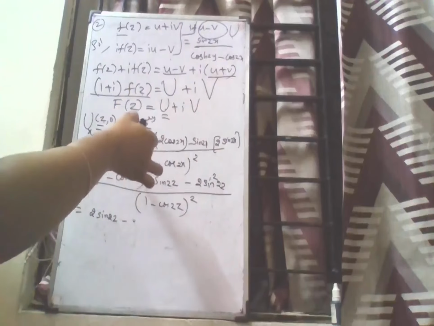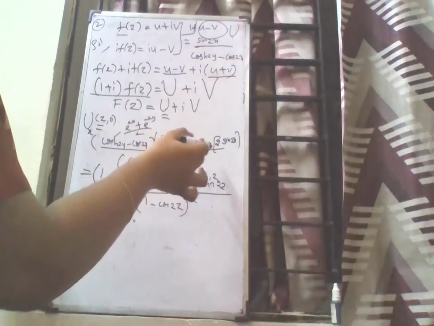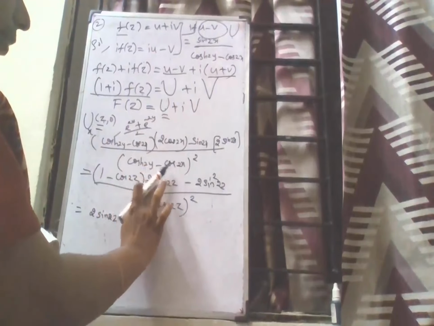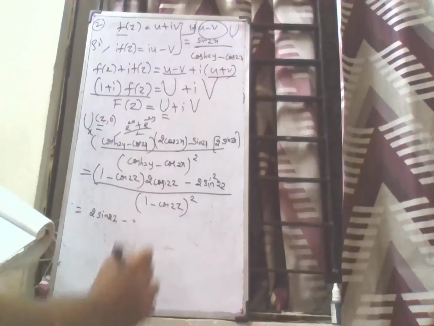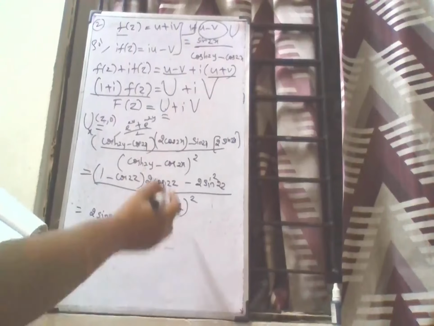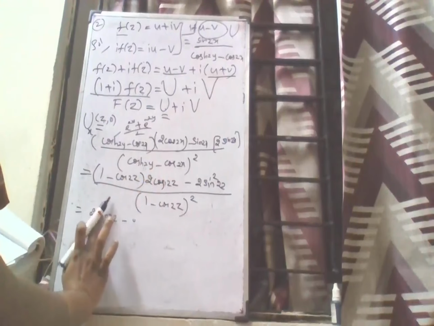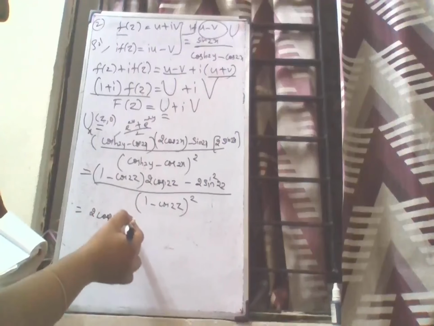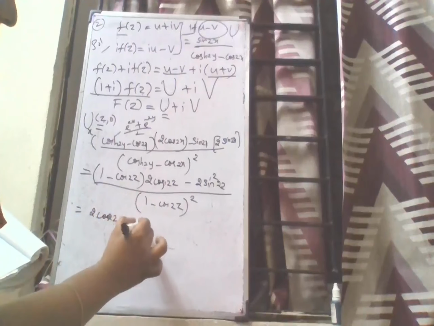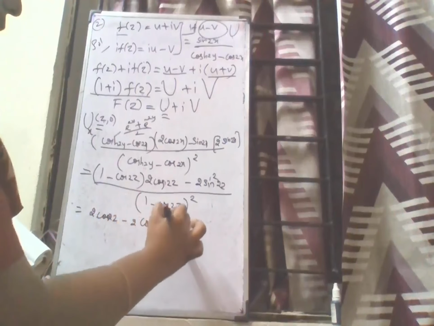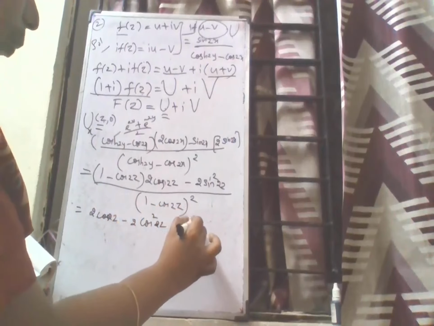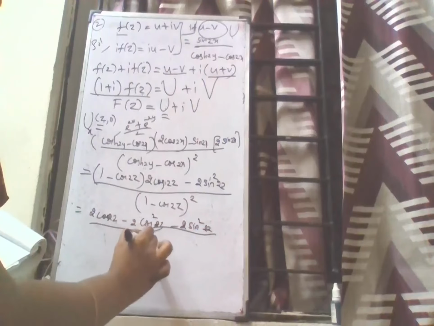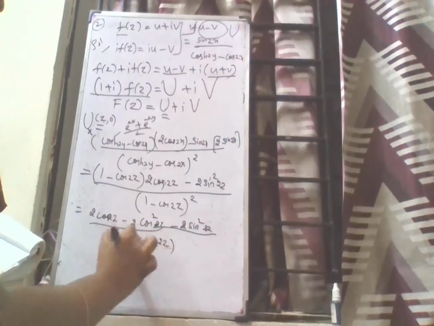Once again, differentiate this. I think the rest of them are correct. Here I have to change the sine to cos 2z. Okay, is it right? Yes. Now come on. So 2 cos 2z. The rest of the things are correct. 2 into cos square 2z minus 2 into sin square 2z, so whole divided by 1 minus cos 2z the whole square.